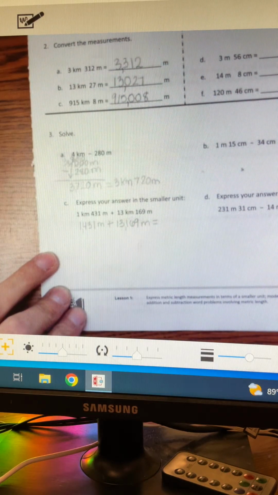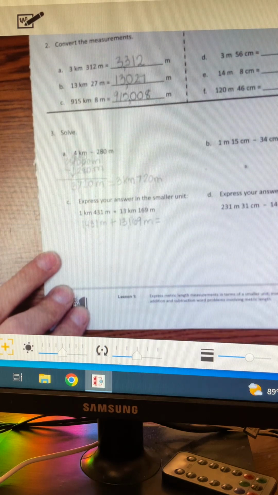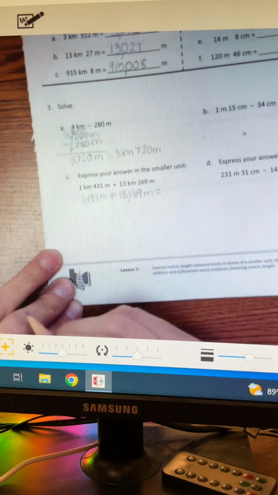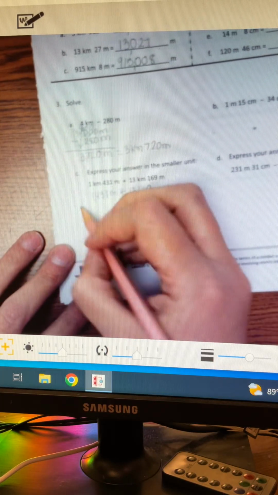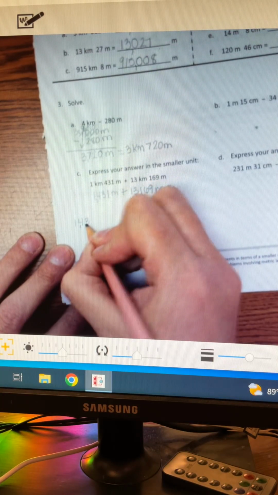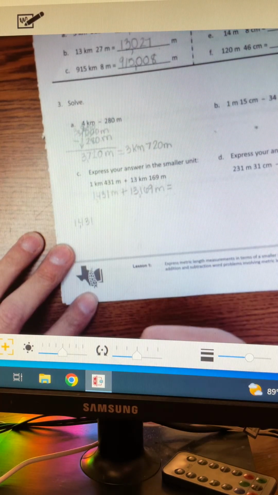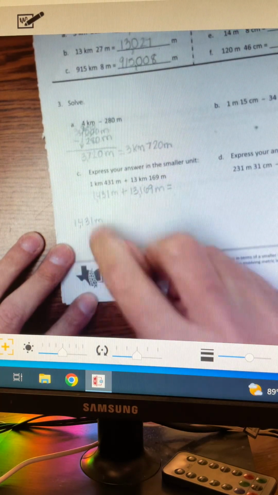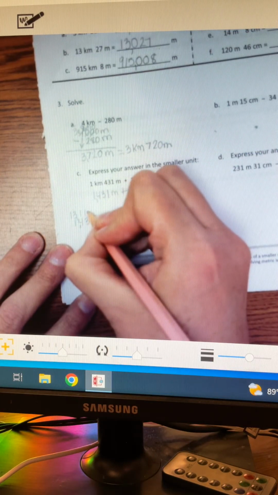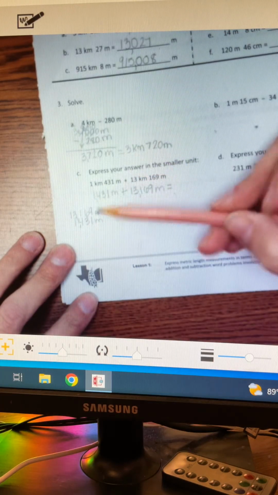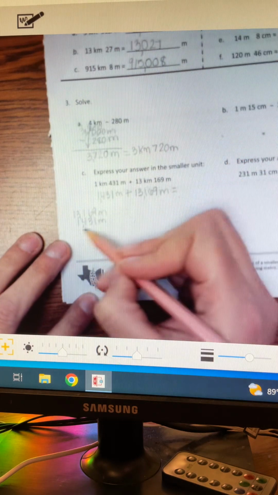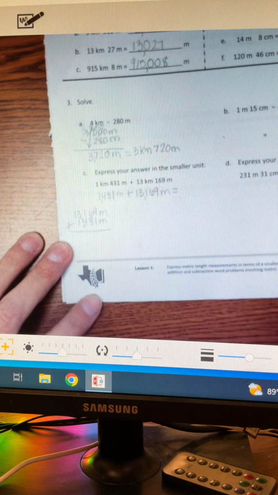Let's add that together. I like to change the problem to a vertical problem because sometimes addition can be challenging when you're trying to do it horizontally. So I'm going to write the same problem from horizontally to vertically. We're going to put 1,431. That's going to be on the bottom because it's not as big. Let's always put our big number on top. So 13,169 is going to be on top. Make sure that your numbers are aligned. The ones place, tens place, hundreds place, thousands place, and 10,000s place are aligned. And we're going to add these numbers up.